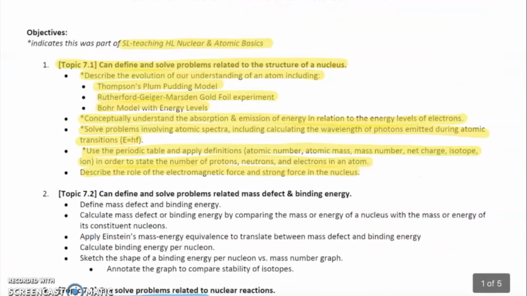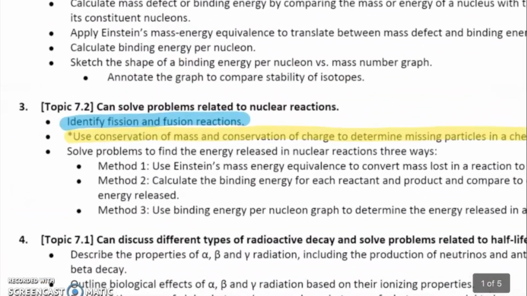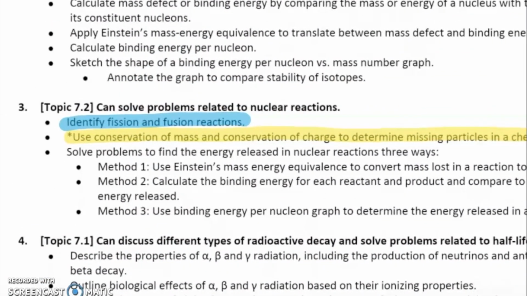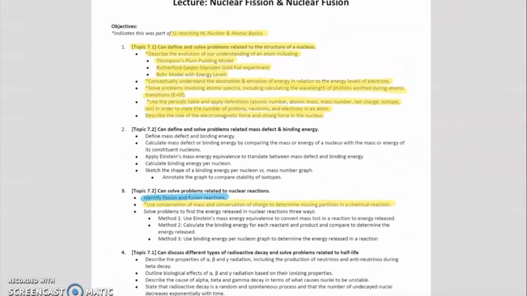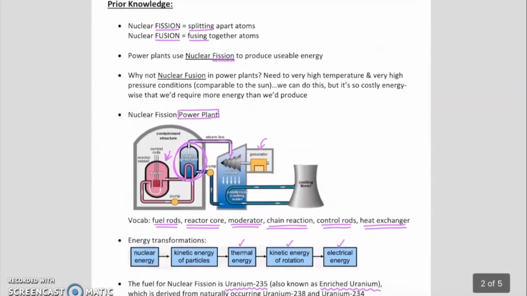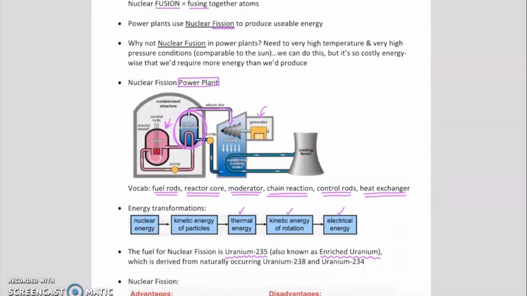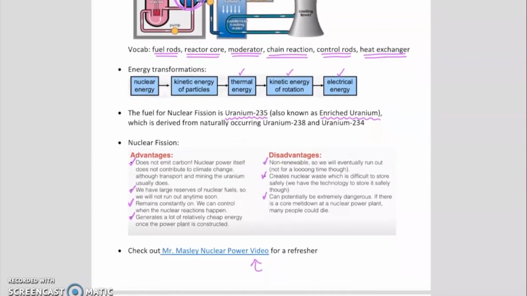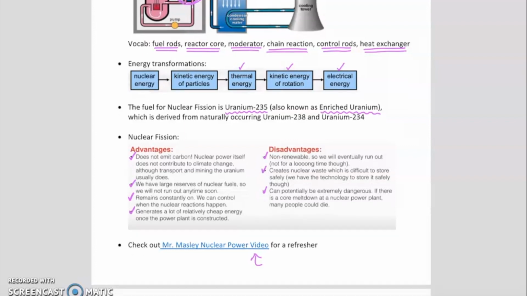So, in this lecture, we really focused on how to identify fission and fusion reactions. We're also pulling on that yellow, highlighting that basic knowledge that we gained from our SL students. We started by looking at our prior knowledge that we learned in Unit 7 for energy production, trying to remember back to what nuclear fission power plants look like and how they function. Again, you have a refresher in Mr. Maisley's nuclear power video if you feel like you need it.